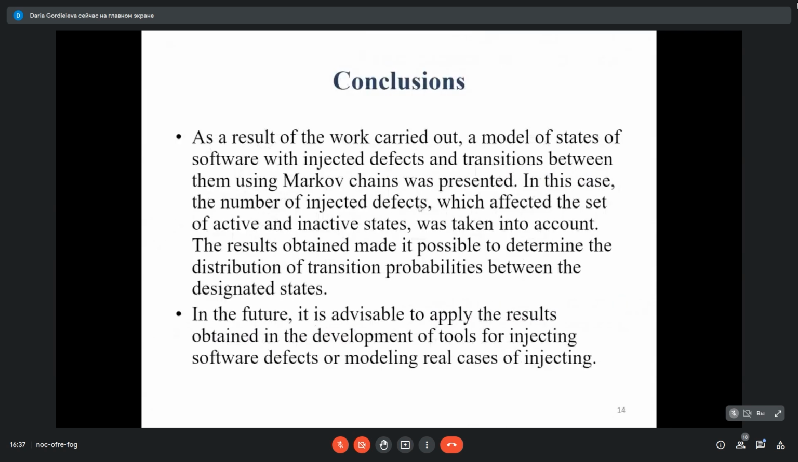As a conclusion, as a result of this work, a model of states of software with injected defects and transitions between them using a Markov chain was presented. In this case, the number of injected defects, which affected the set of active and inactive states, was taken into account. The result obtained made it possible to determine the distribution of transition probabilities between the designed states. In the future, it is advisable to apply this result in the development of tools for injecting software defects or modeling real cases of injecting.